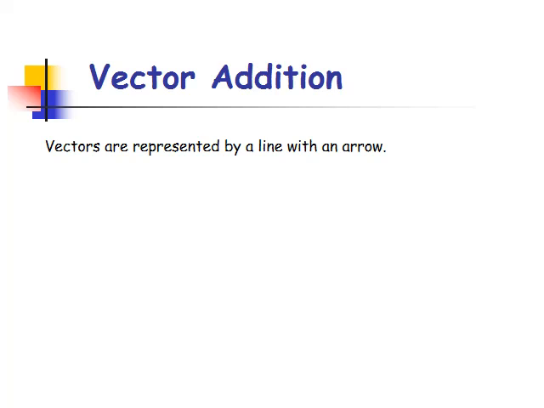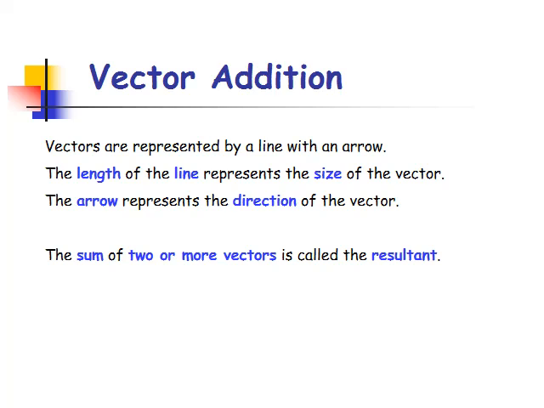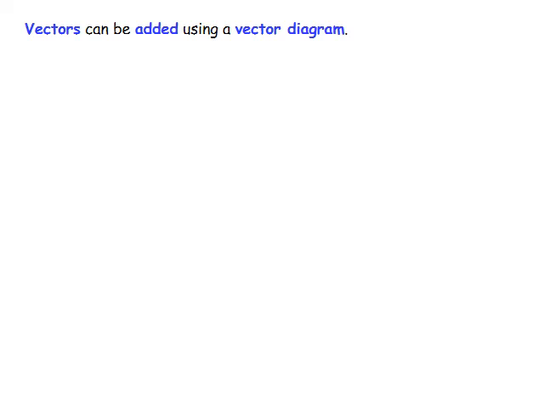Vectors are represented by a line with an arrow. The length of the line represents the size of the vector, the magnitude. The arrow represents the direction. When two or more vectors are added, we get something called the resultant. Vectors can be added using a vector diagram.